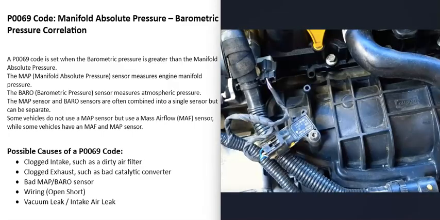The next thing on the list is going to be a bad manifold absolute pressure sensor or a bad BARO sensor, which like I said before is usually combined into one sensor. But again, they can be separate, so be sure to get a diagram for your specific vehicle. That way you know for sure what's going on. There's some different ways to go about testing these sensors.